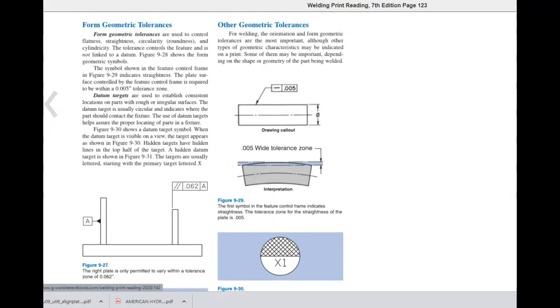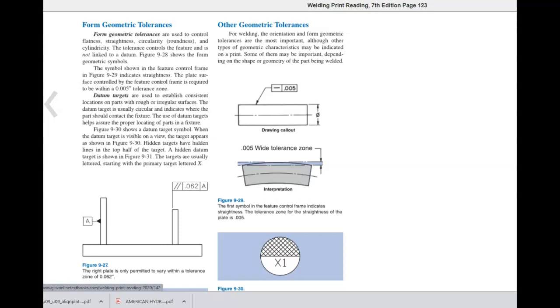Form geometric tolerances. Form geometric tolerances are used to control flatness, straightness, circularity or roundness, and cylindricity. The tolerance controls the feature and is not linked to a datum. Figure 9-28 shows the form geometric symbols. The symbol shown in the feature control frame in figure 9-29 indicates straightness. The plate surface controlled by the feature control frame is required to be within a 0.005 tolerance zone.